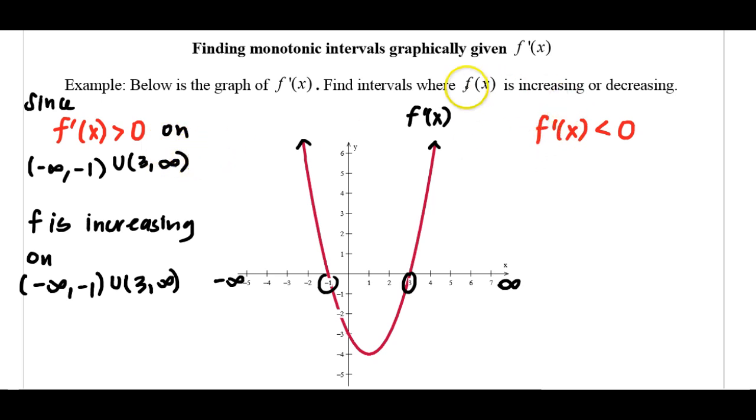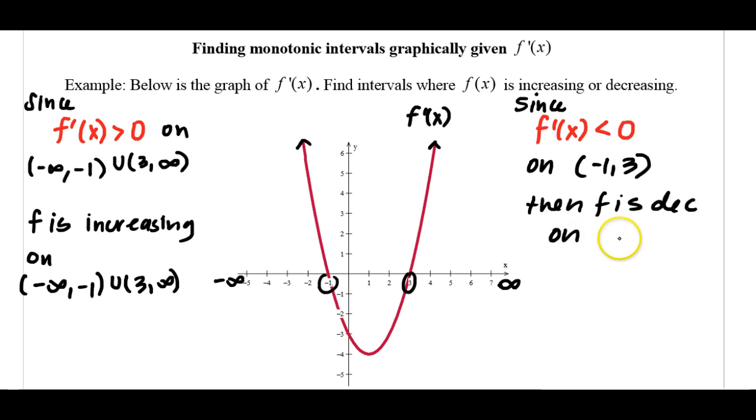So if we also want to find where f, the original function, is decreasing, we need to find where f prime of x is less than 0. So f prime of x is less than 0, or this graph of f prime of x is below the x-axis from negative 1 to positive 3. So we'll follow up again. Since f prime of x is less than 0 on the interval from -1 to 3, then f is decreasing on -1 to 3. So given the graph of f prime of x, it's not a very difficult problem if you understand the relationship between the derivative and whether or not the original function is increasing or decreasing.